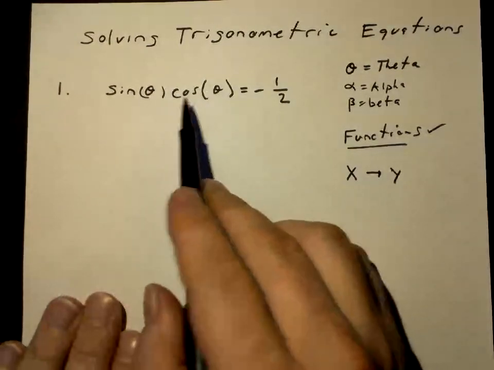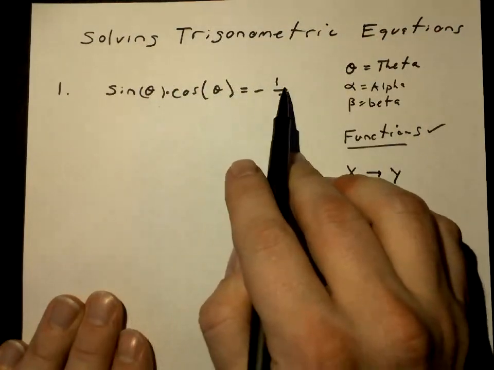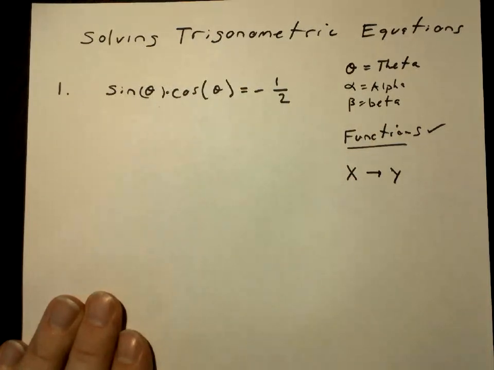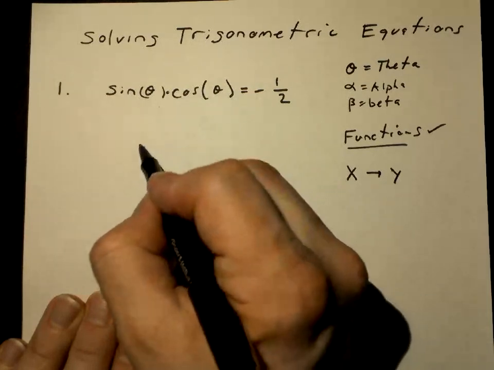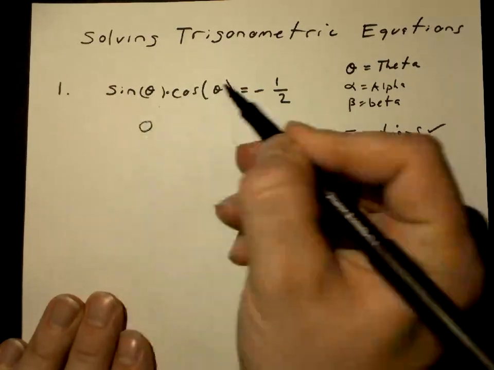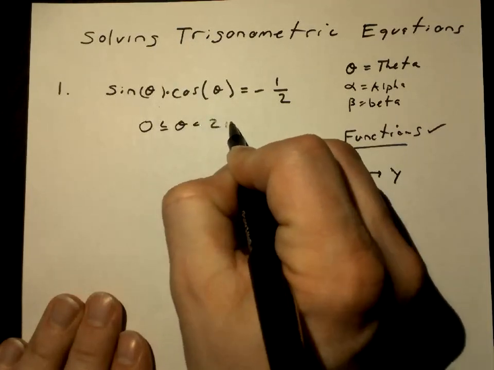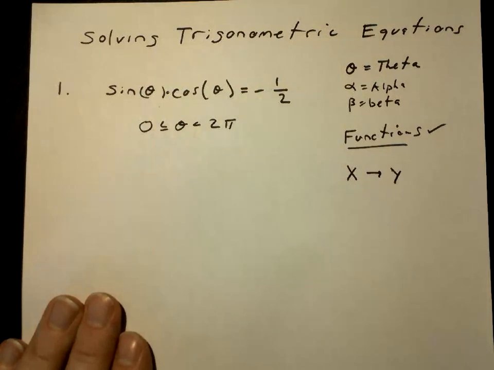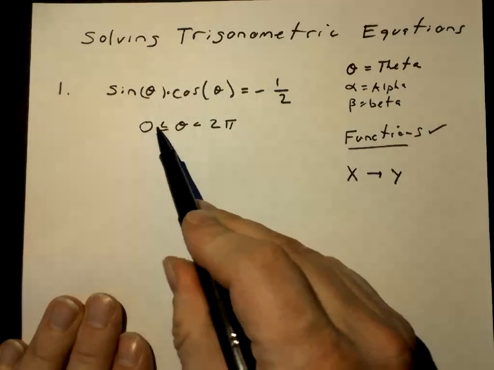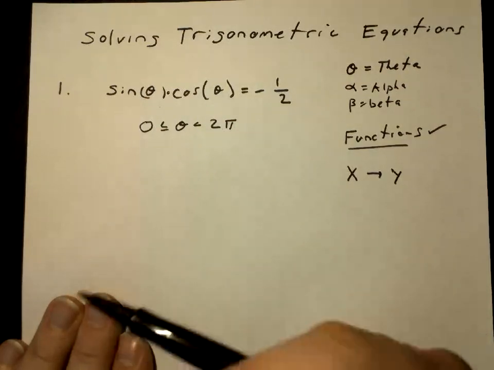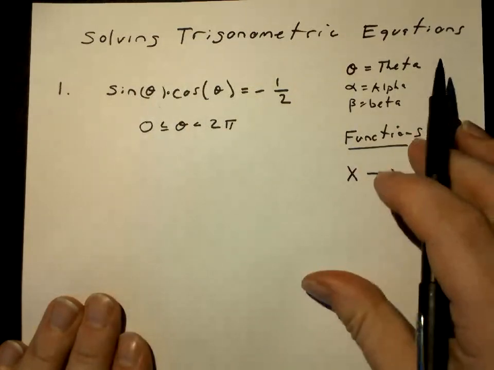So I have this example up here. This is sine theta times cosine theta equals negative 1/2. Now, I usually like to do this because it tells you where our restrictions are. So I'm going to say let the restriction be from 0 to 2 pi. So our restriction is really just one time around the unit circle. If this is not there, we would specify another way of looking at this. But this is one time around the unit circle.